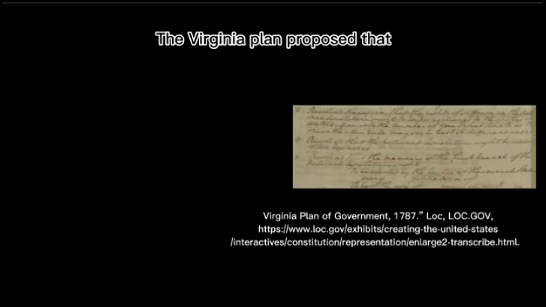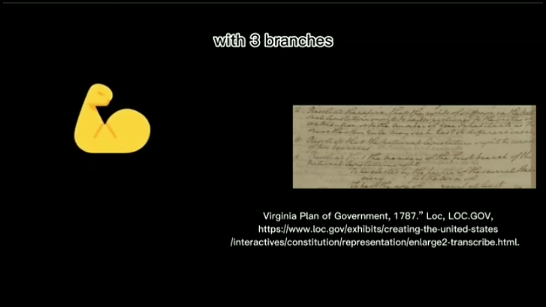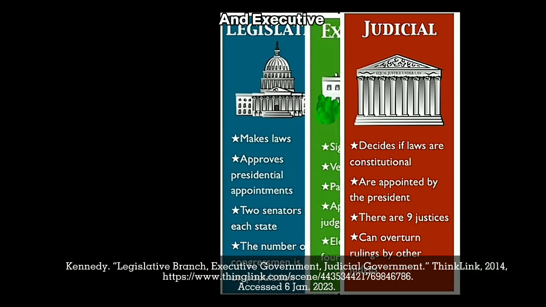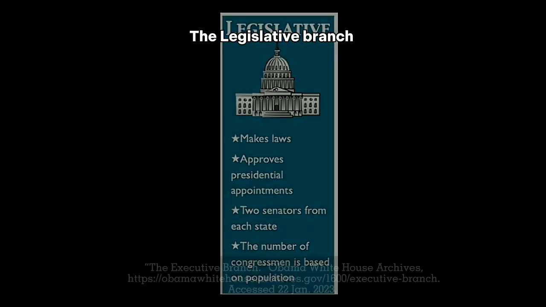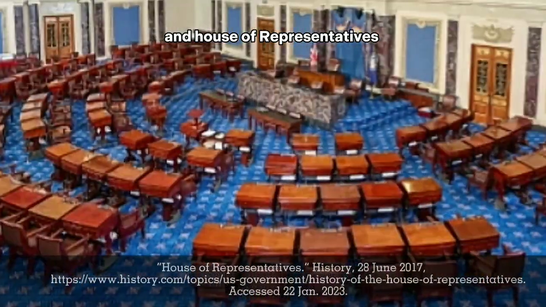The Virginia Plan proposed that there would be a strong national government with 3 branches: judicial, legislative, and executive. The executive branch carries out and enforces laws. The legislative branch consists of the Senate and House of Representatives.